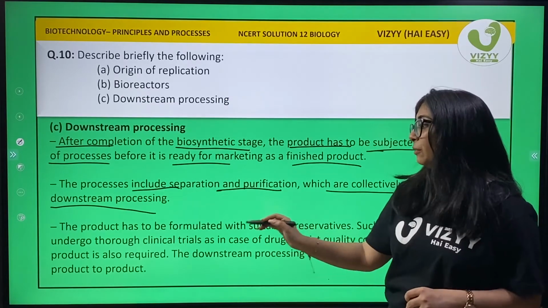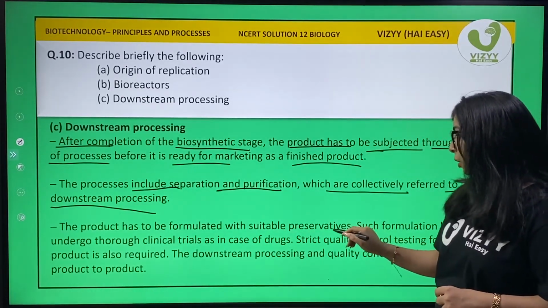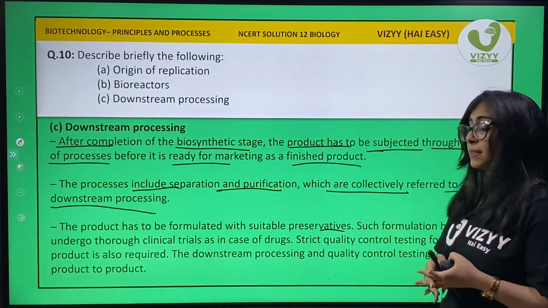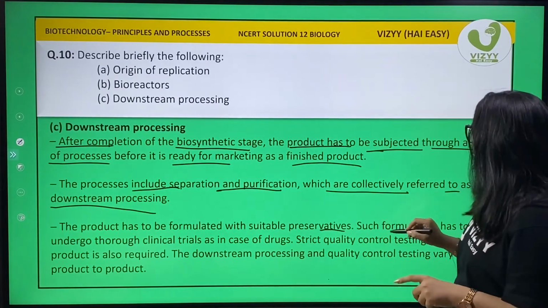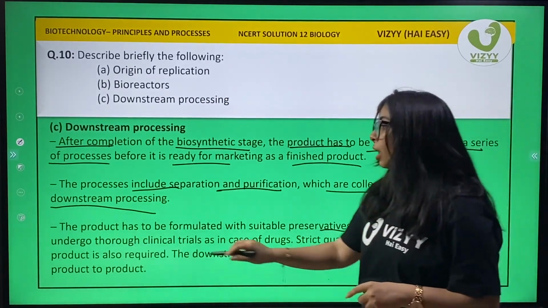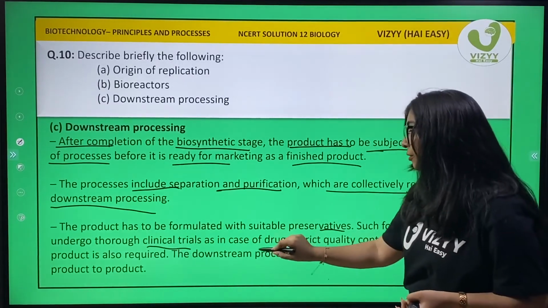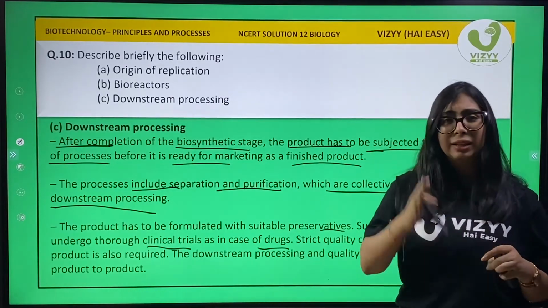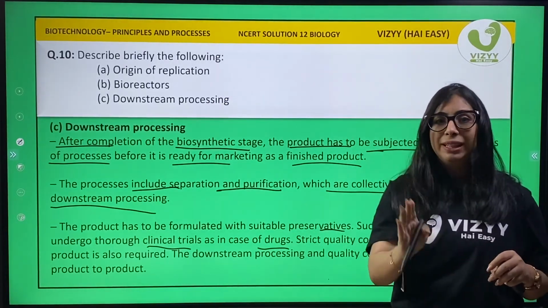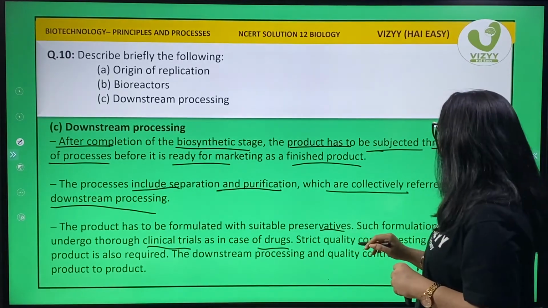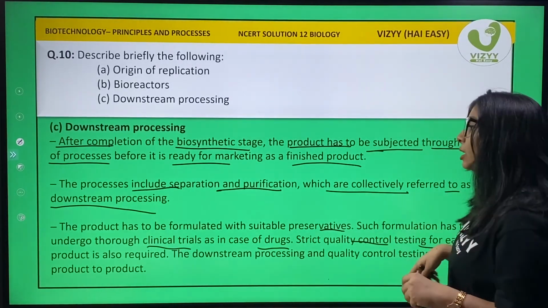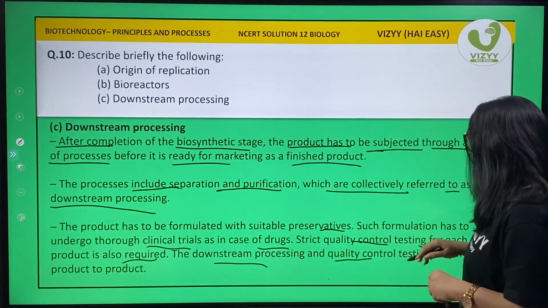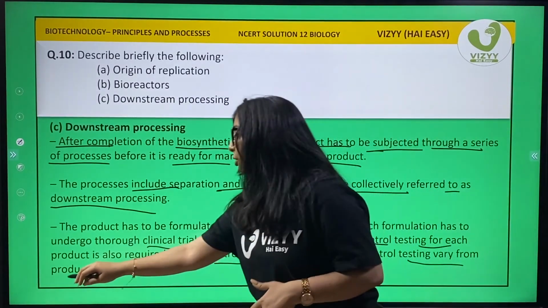The product has to be formulated with suitable preservatives. Now it is a biological process, so it should have suitable preservatives, so the material should be good. Such formulations have to undergo clinical trials, as in the case of drugs. When we're talking about biological things, we need to have trials. We need to make completely sure that it is safe and efficient. Now, strict quality control testing for each product is also required, and thus the downstream process and the quality control testing can vary from product to product.